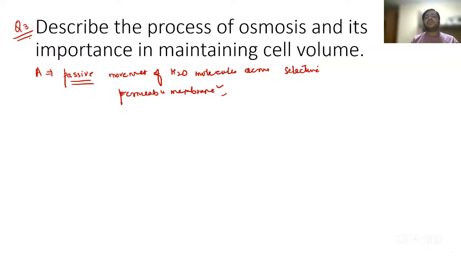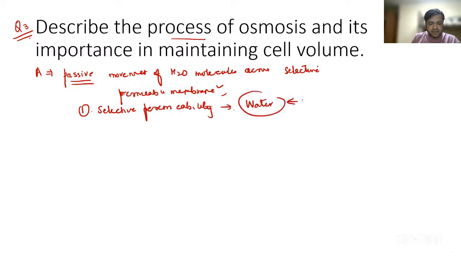Now, guys, there are two things that you have to understand over here. What is the process of osmosis? The very first thing you have to remember is that there is something called selective permeability. The membrane is selectively permeable. It allows some molecules, for example, water, to pass easily while restricting the movement of other molecules like large solute molecules or ions.